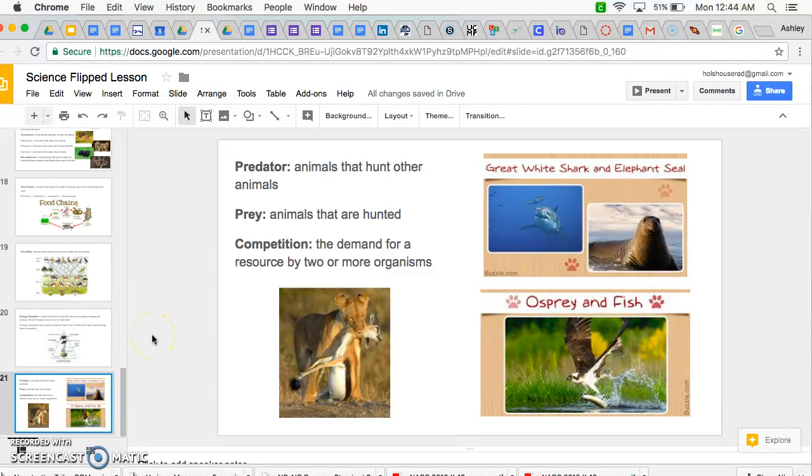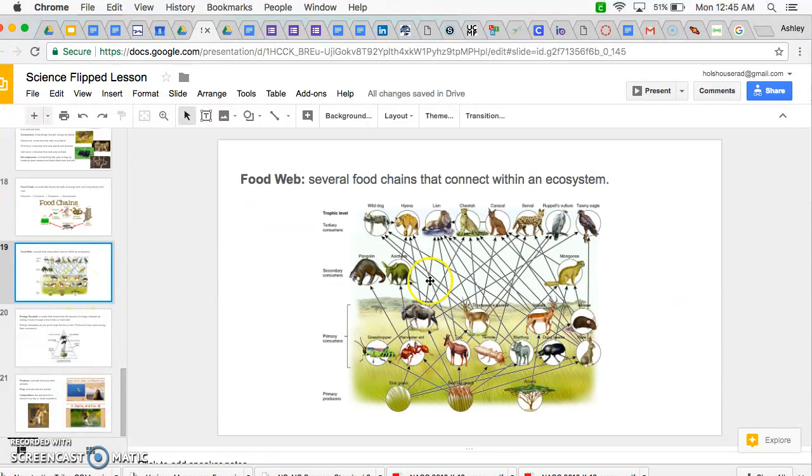So, and last but not least, this one's pretty easy. Predators are animals that hunt other animals, and prey are animals that are hunted. Competition is the demand for resources by two or more organisms. So, for example, when you think of competition, do you see how these arrows intertwine so that this antelope is eaten by more than one predator? So there's going to be a competition for that population of antelope.